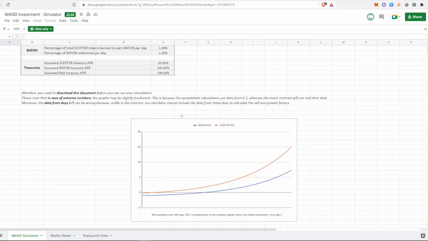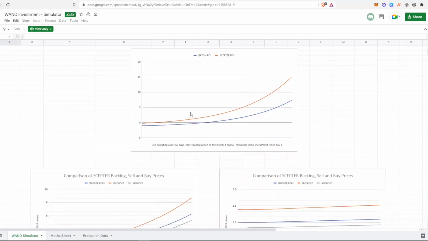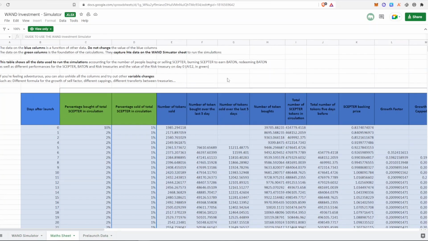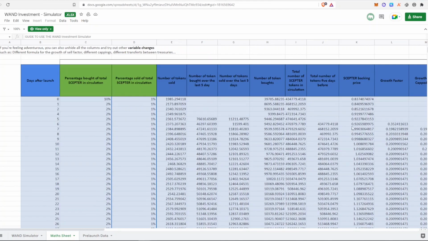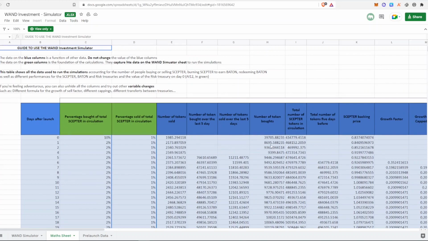So all these you can have a play around with. You can change these numbers, and then you can see all the charts. You can see how much the Scepter token is estimated to increase over time and stuff like that. You can see here they've got a little table as well, which shows all the details, days after launch. As I said, you can change all those values at the start, and all these values will change here, which I thought was pretty cool.